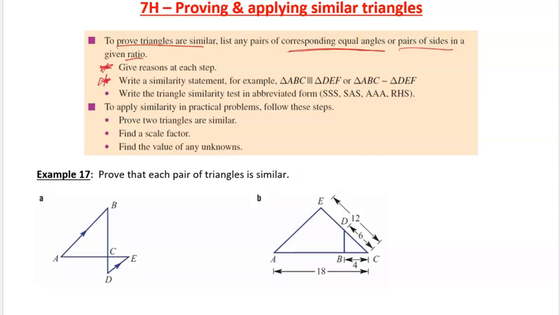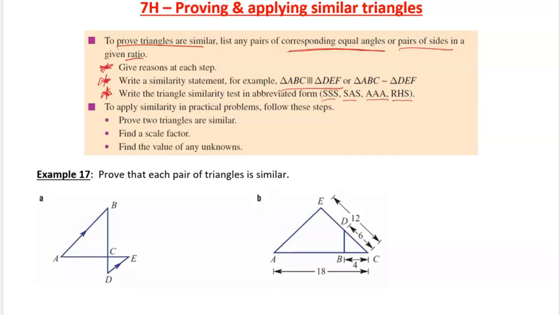For example, triangle ABC is similar to triangle DEF, and the order of those points matters. And we can also write it the other way. And then we want to write out the test that we use. So the similarity test in abbreviated form: side, side, side; side, angle, angle; angle, angle, angle; right angle, hypotenuse, side.